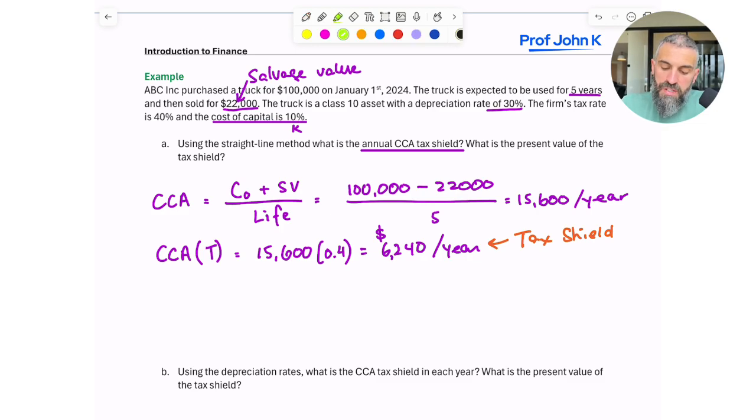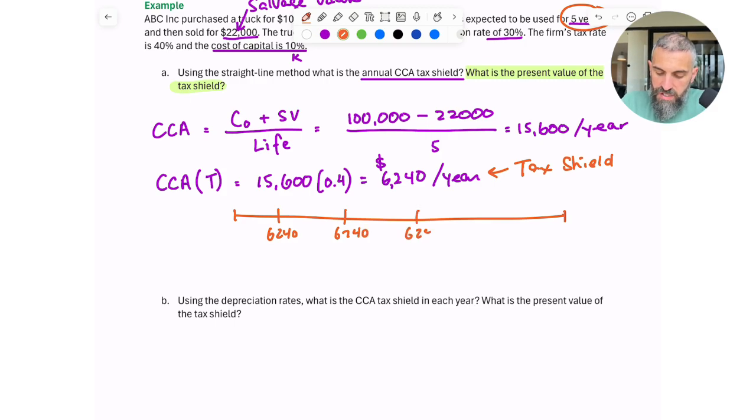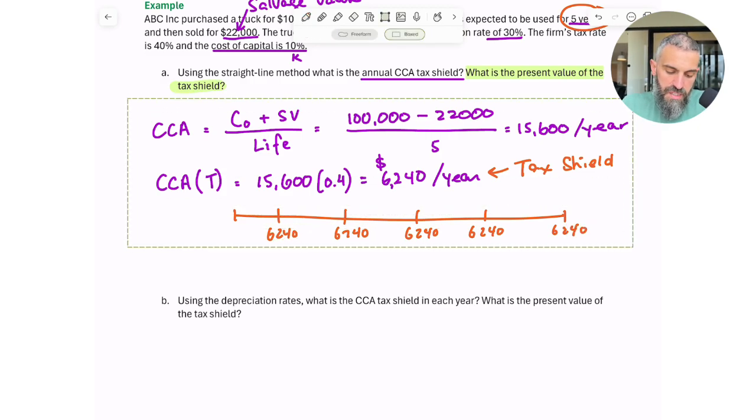And then the third part is, what is the present value of this tax shield? Because ultimately we're finding a net present value, that's the whole point of everything we're doing in this chapter, you're always going to have to find the present value of everything. And since you have a tax savings every single year for 5 years, what we have here is an ordinary annuity, right? Imagine that you see this on a timeline. Every year for 5 years, you are saving $6,240. So it's as if you're making $6,240 every year for 5 years. So I want to find the present value of this ordinary annuity. You can use your formula.